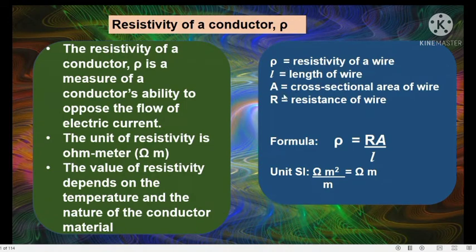L is the length of the wire. A is the cross-sectional area of the wire. R equals the resistance of the wire. Thus, resistivity equals RA divided by L. From here, we can determine the SI unit. The unit for resistance is ohm, the unit for area is meter squared, divided by the unit for length, meter. Simplify this and you will get ohm meter. We will discuss more about resistivity later under the topic of factors affecting resistance.